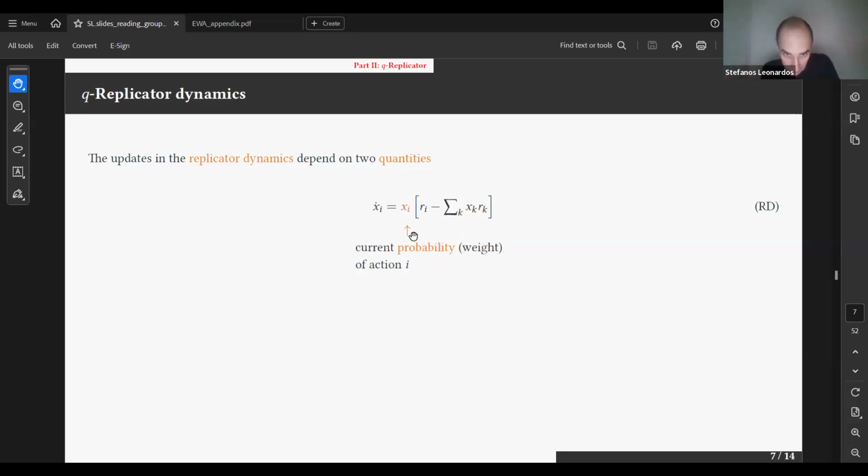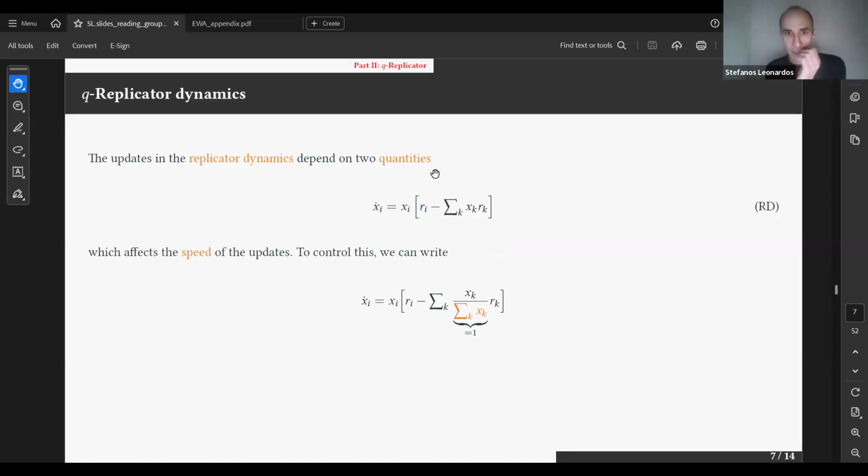The other quantity on the right-hand side is the current probability, or current weight, of action i. I don't know if this is exactly something we want to have as it is. If x_i is very small, so you play some action with very, very small probability, it will make any updates on that action very slow. Even if it's very large, it will again affect the speed of the update. So in any case, the appearance of x_i on the right-hand side affects the magnitude of the update depending on whether we are at the center of the simplex or at the boundary of the simplex, so whether we have a big x_i or a small x_i.